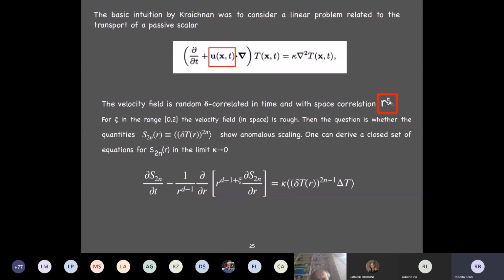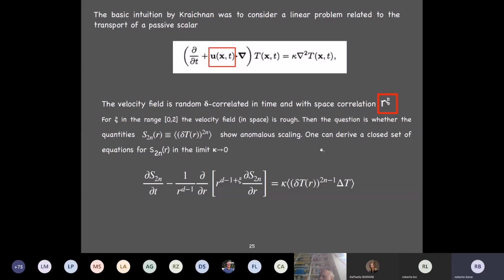Okay, so if you think that the space correlation of the velocity field goes like r to the c, this implies that, roughly speaking, the roughness of the velocity field goes like r to the c over 2. So for c equal to 2, the system is smooth, so the velocity field is smooth, and the roughness increases up to c equal to 0. Then, because of this strong simplification and because of the roughness, one can imagine that something can be said. That was the Kraichnan intuition.